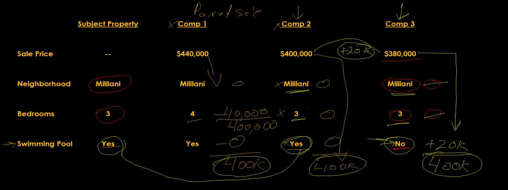We've done 2 types of paired sales. We did a pairing for bedrooms that said that an extra bedroom is worth $40,000. We had a pairing for swimming pool that said a swimming pool is worth $20,000. And so we're able to conclude that our subject property is worth $400,000.